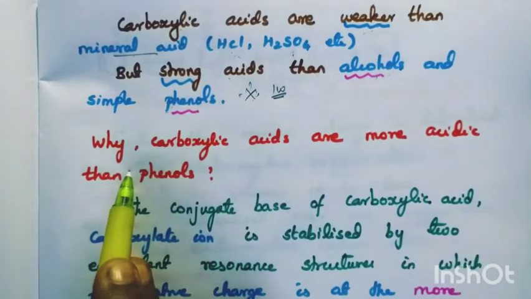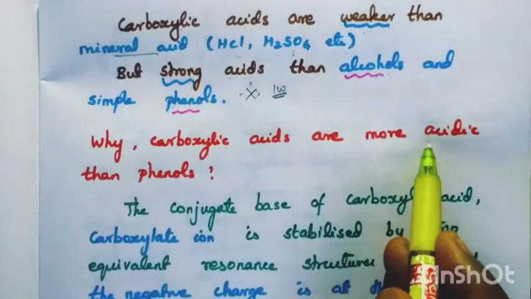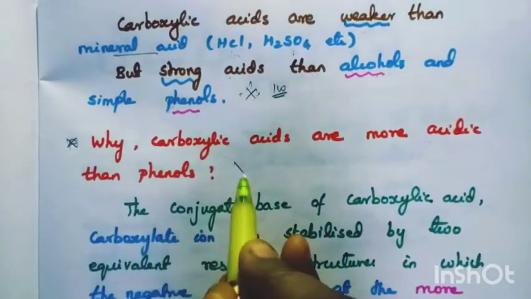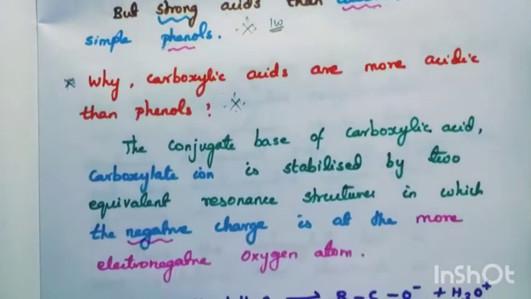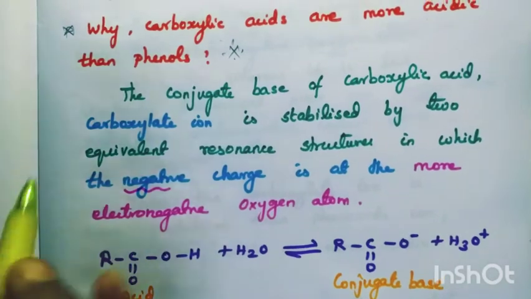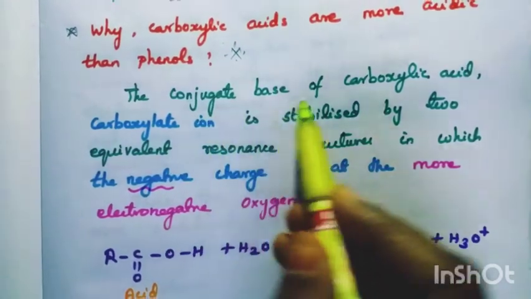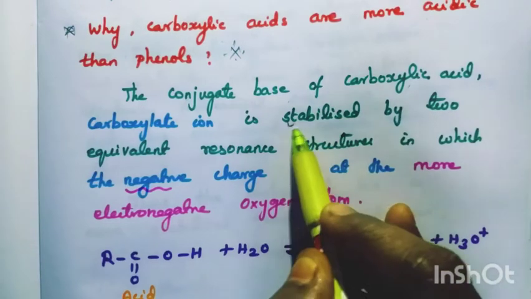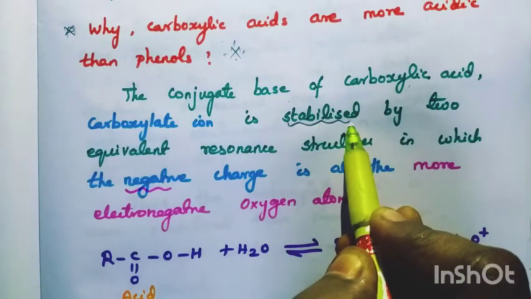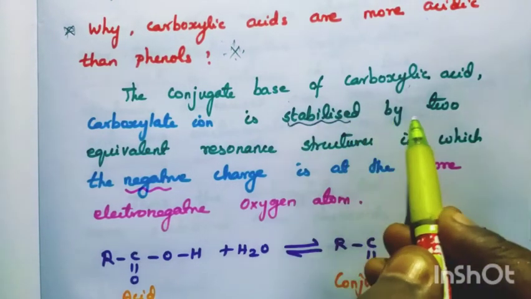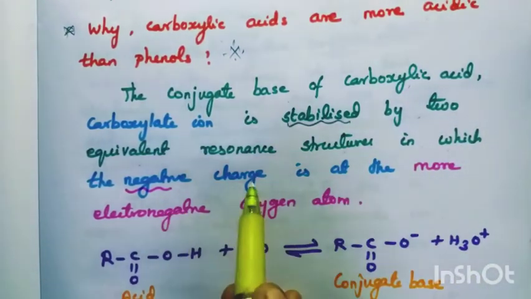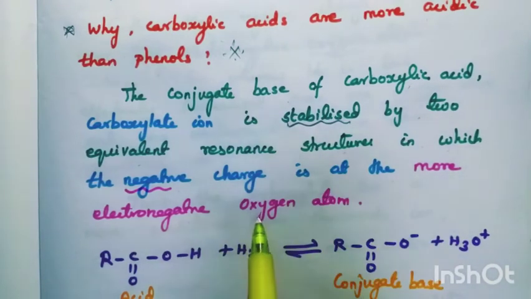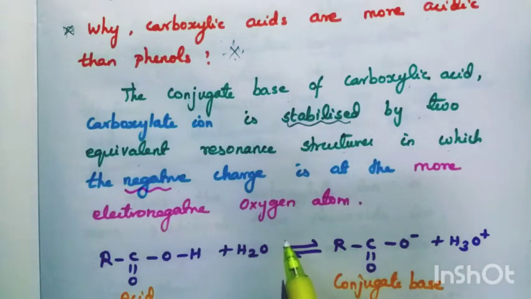Now, why are carboxylic acids more acidic than phenols? Another important reasoning question. Why? Since the conjugate base of carboxylic acid is stabilized. We already discussed, no? The carboxylate ion is stabilized by resonance, by 2 equivalent resonance structures in which the negative charge is on the more electronegative atom, that is the oxygen atom.